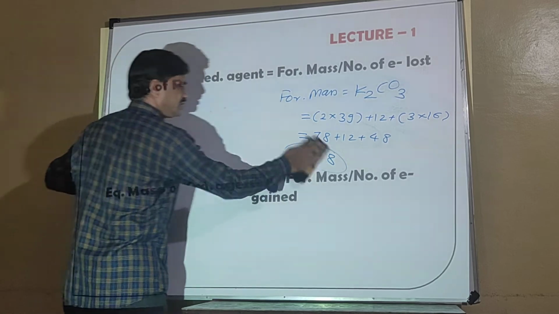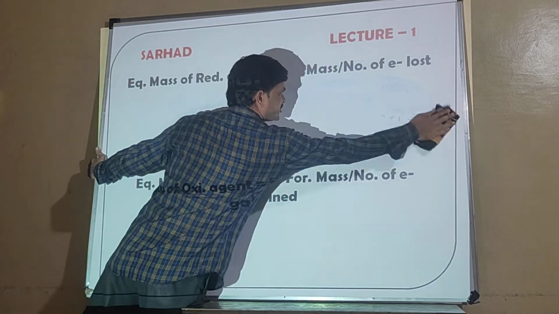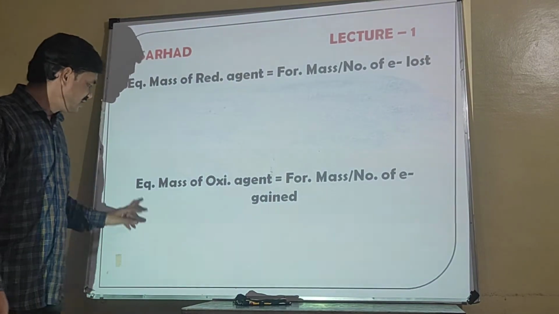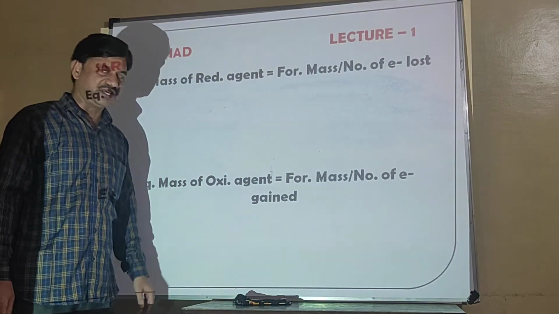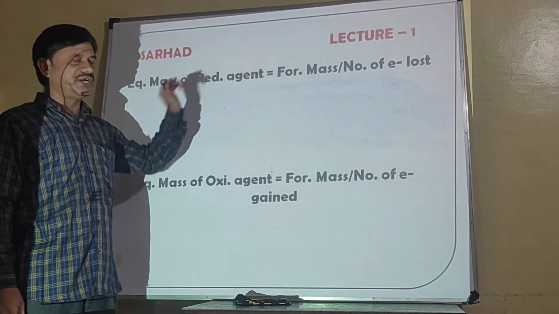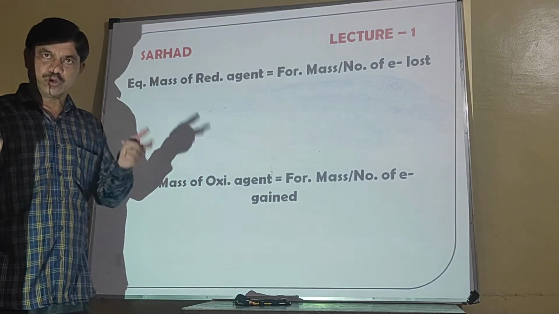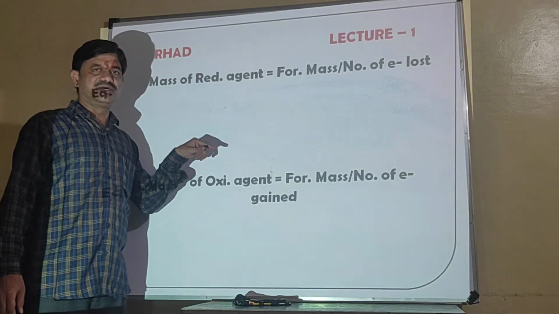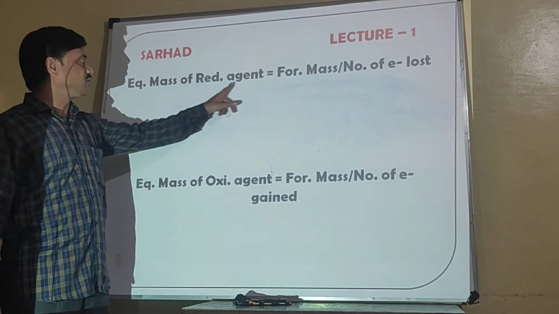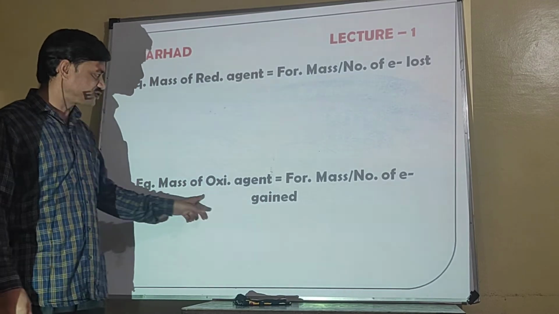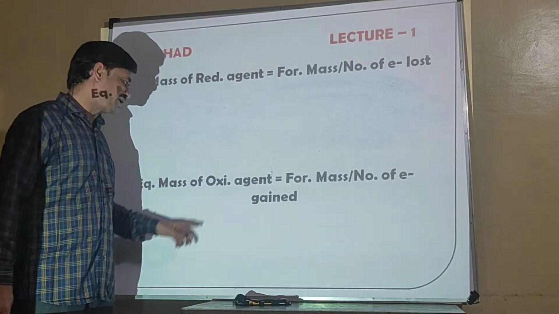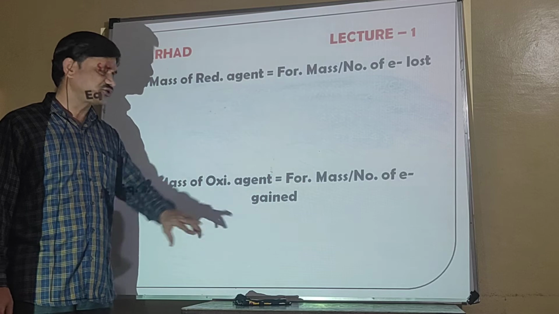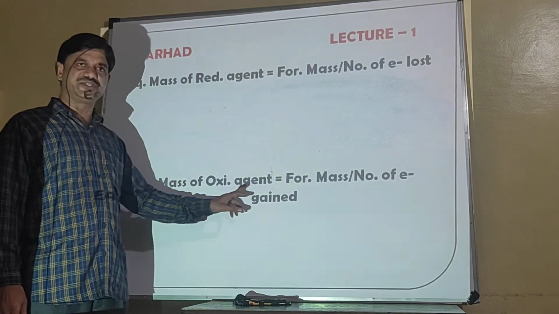So in the next part we are dealing with two important species. What do you mean by the first one? Equivalent mass of reducing agent, and the last one, equivalent mass of oxidizing agent. Can you tell me what you mean by reducing agent in a redox reaction? Those elements having a tendency to donate electrons, meaning those having a tendency to undergo oxidation, are called reducing agents. And what about oxidizing agent? Those elements having a tendency to accept electrons, meaning they have a tendency to undergo reduction, such species are called oxidizing agents.